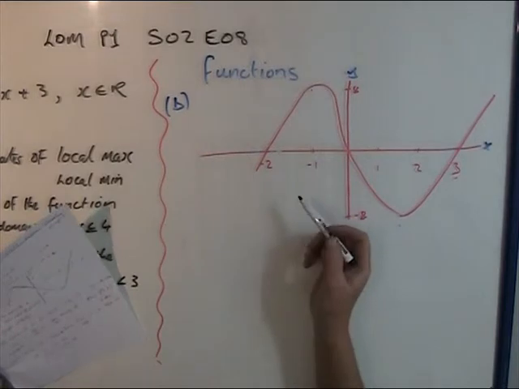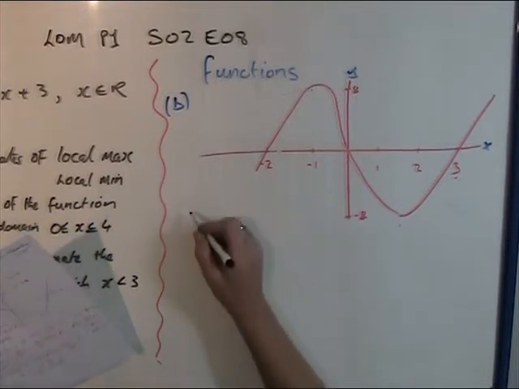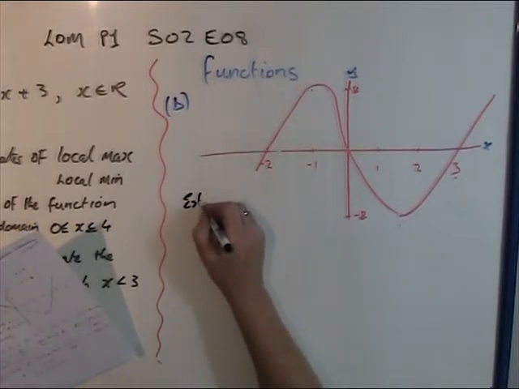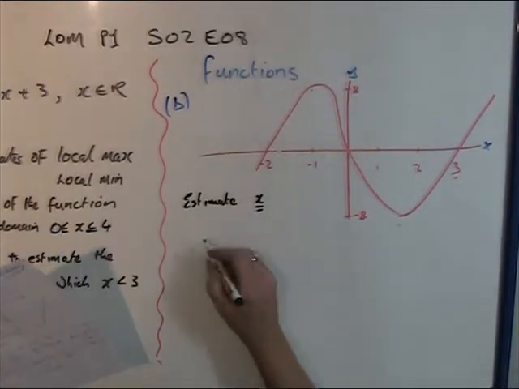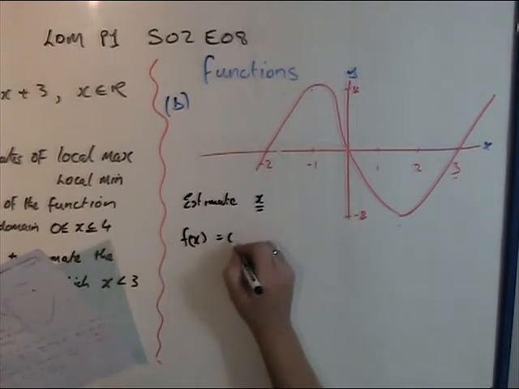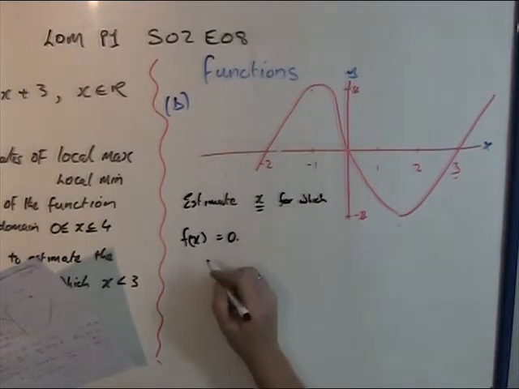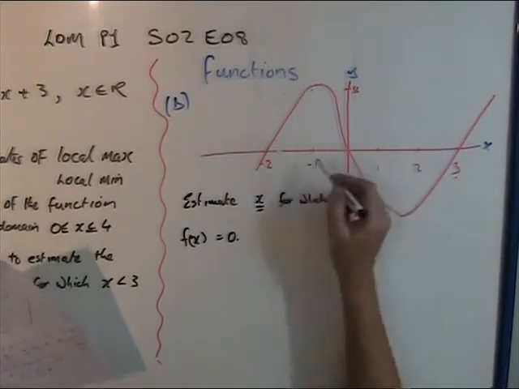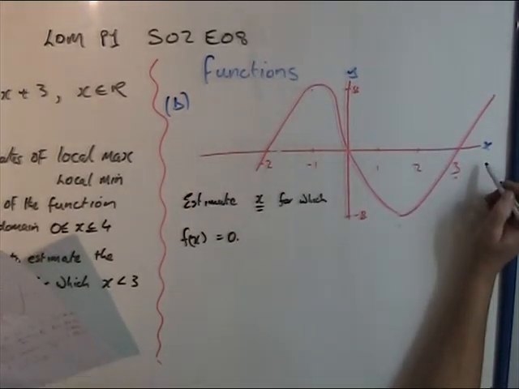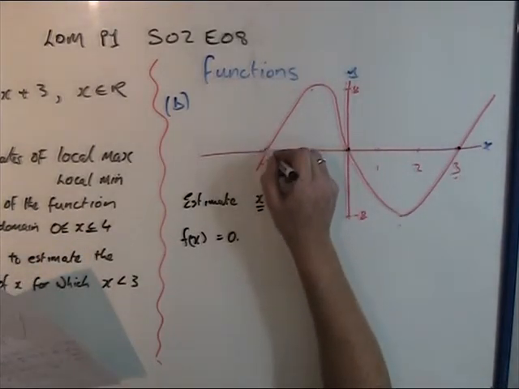Anyway, getting to this question, it says use the graph to estimate x. Okay, so we're using this graph to estimate x. That's very important. Okay, x, for which f of x is equal to 0. For which, okay, there's the terminology, for which f of x is equal to 0. Well, where along this line is f of x equal to 0? Everywhere along this line f of x is equal to 0. But where are the solutions? Okay, those are the solutions.